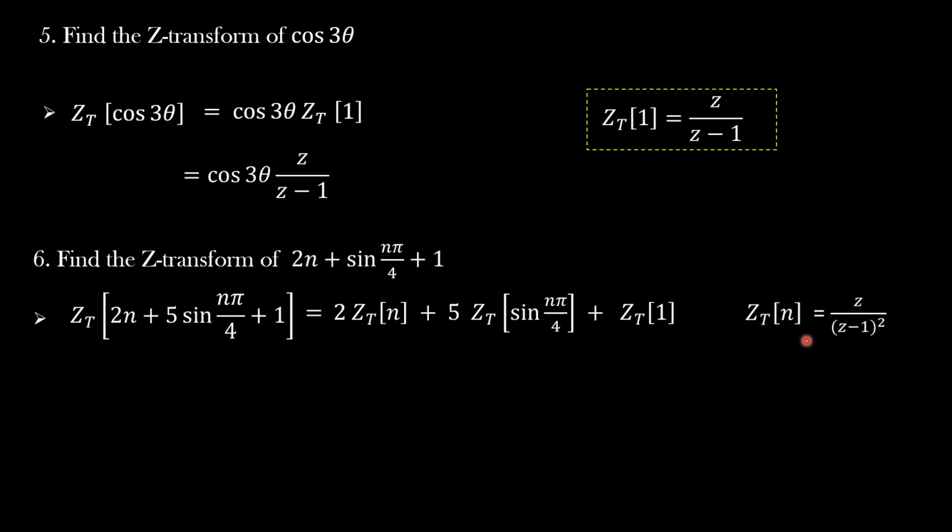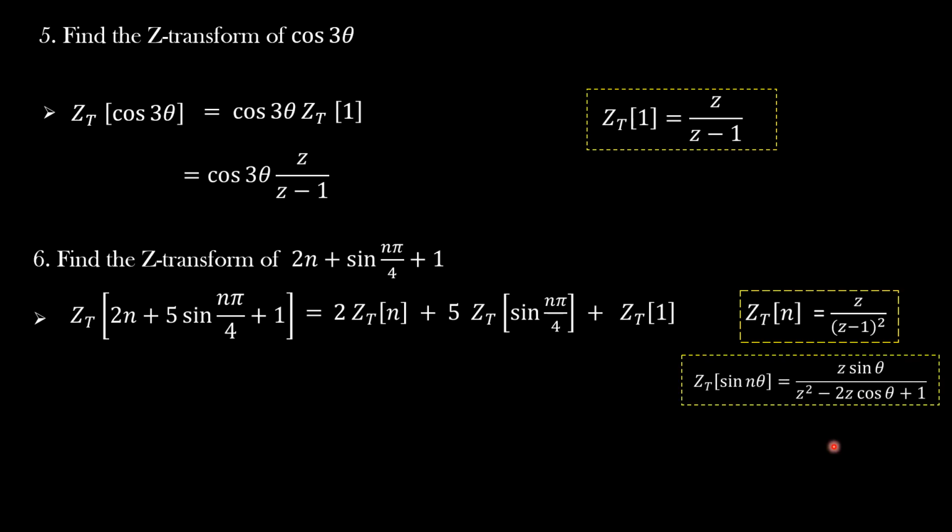But Z transform of n is z by z minus 1 whole square. The transform of sin n theta is z into sin theta divided by z square minus 2z cos theta plus 1, and the transform of 1 is z divided by z minus 1. By using this result, the transform of 2n plus 5 into sin of n pi by 4 plus 1 becomes 2z divided by z minus 1 whole square plus 5z into sin pi by 4 divided by z square minus 2z cos pi by 4 plus 1 plus z divided by z minus 1.